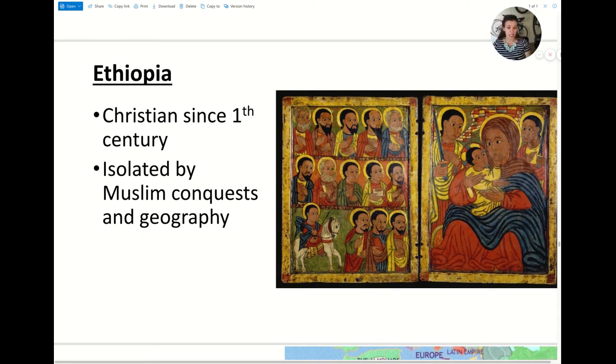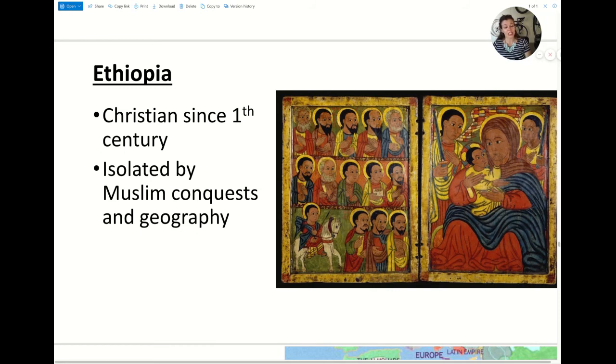In fact, there's a story in the Bible of one of the apostles, one of the earliest followers of Jesus, sharing the gospel with an Ethiopian who's going to go back home and start spreading Christianity everywhere. So they have a very ancient Christian tradition. Since basically Paul was wandering around the Mediterranean, you've had Christians in Ethiopia. So that's a really important thing for you to know.